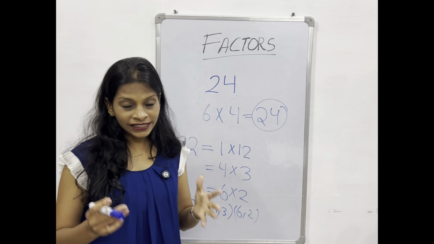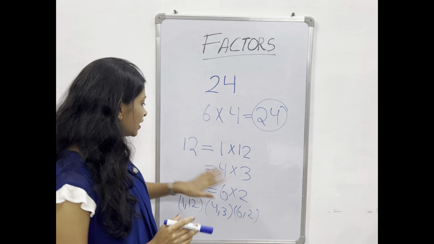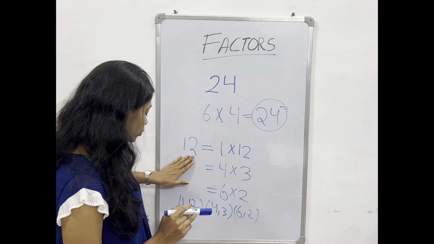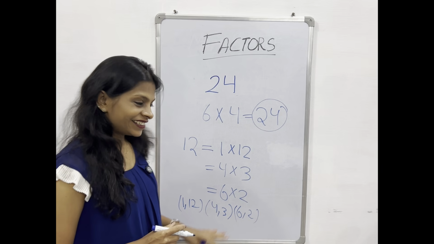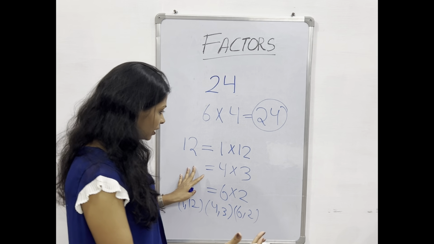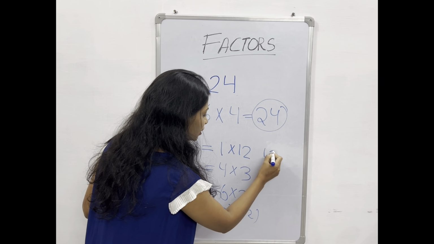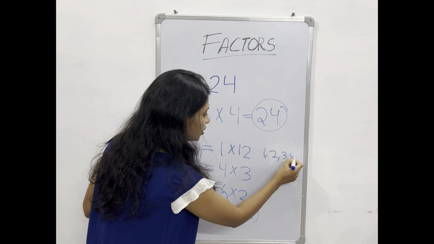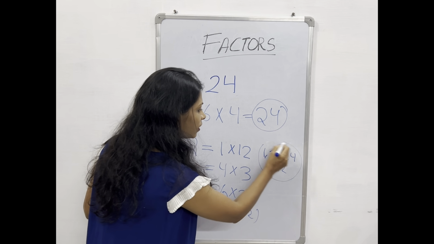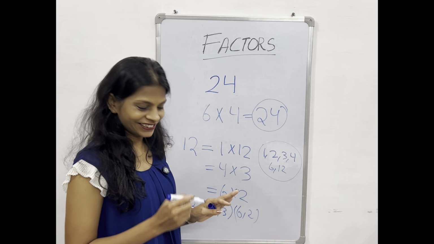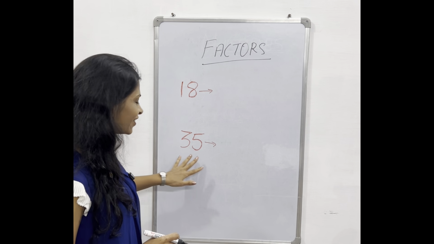So factor pairs means those pairs of numbers which when multiplied give a particular number. The factor pairs of 12 here are 1 and 12, 4 and 3, and 6 and 2. And all the factors of 12 will be 1, 2, 3, 4, 6 and 12. Let's do a few examples to find the factors of 18 and 35.